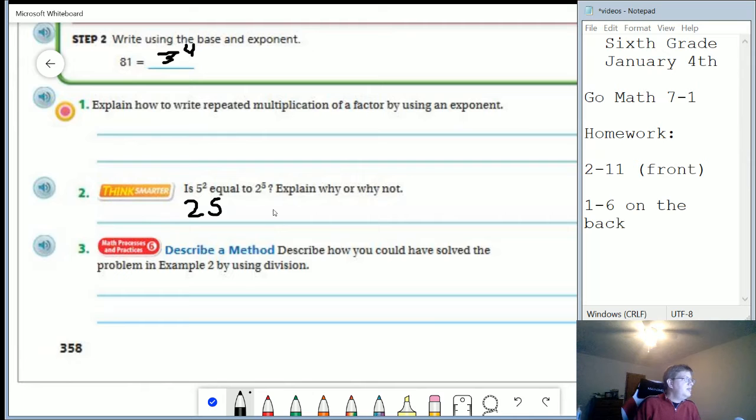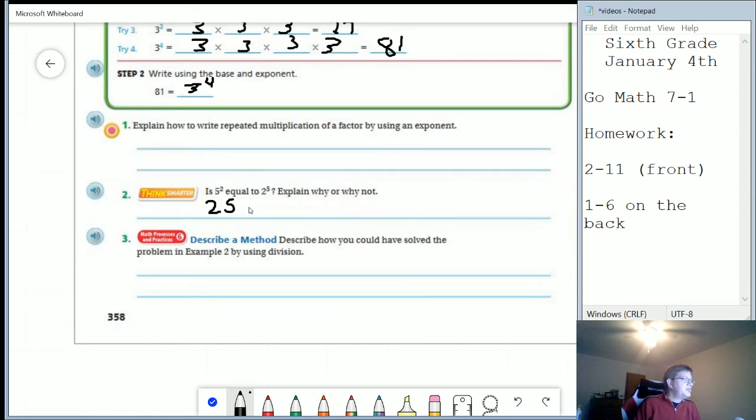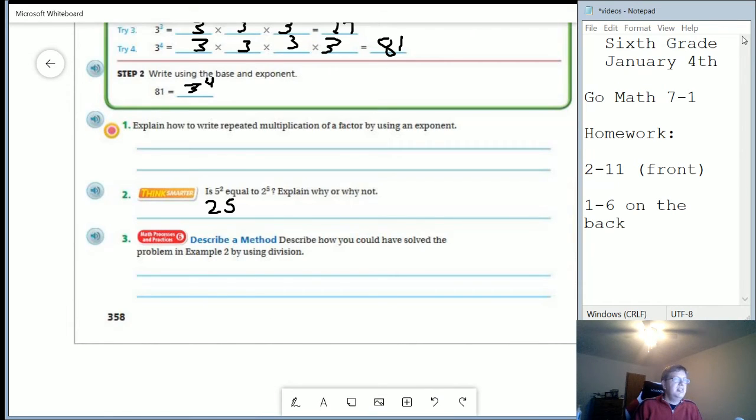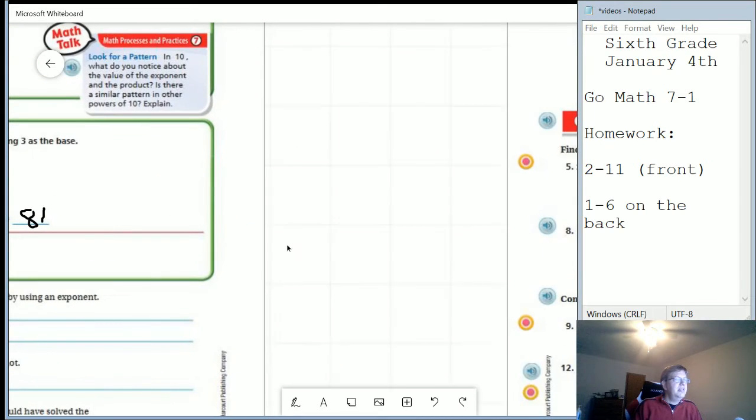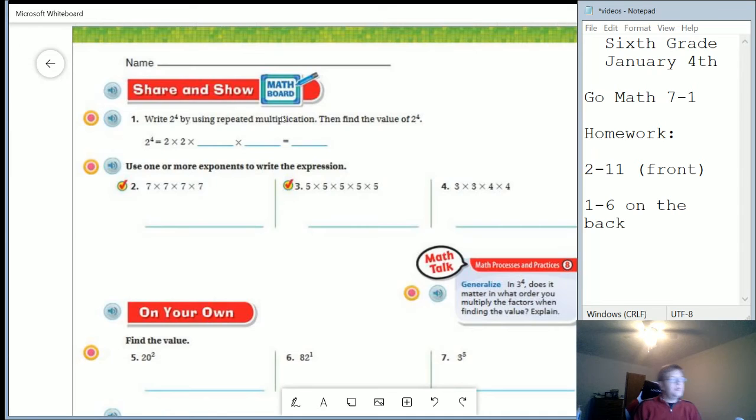And then example 2, how would we do that with division? You could try doing 25 divided by 2, and if that worked out evenly, then that would have been successful, but that doesn't work. All right, so let's go to our next page. If I tell you to turn the page, I apologize. Everything's a page turn for me.